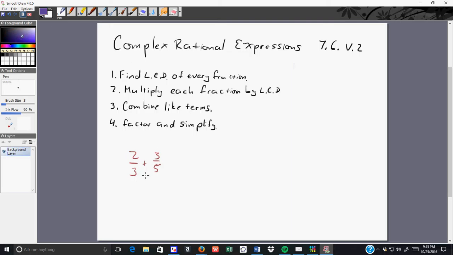If I was just going to add fractions, I'd recognize that my common denominator was 15. Now I'd multiply this by 5 over 5, and this by 3 over 3. And I'd get 10 over 15 plus 9 over 15, and I'd get 15 over 19. I'm sorry, that's not true. I'd get 19 over 15. Oh, goodness me.